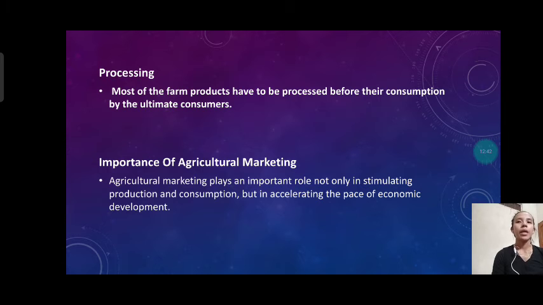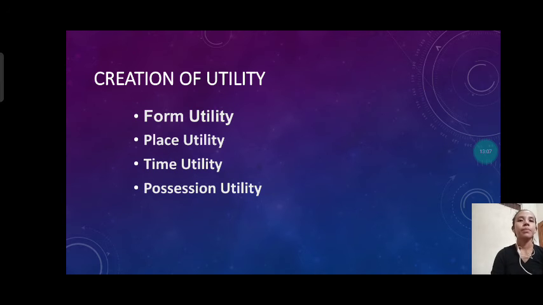Like what I said, agricultural marketing plays an important role not only in stimulating production and consumption, but in accelerating the pace of economic development. That's the importance of agricultural marketing.